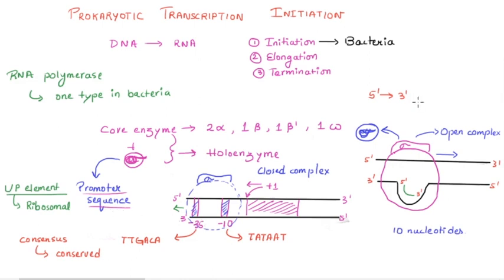One more thing is that the RNA polymerase does not require a primer for starting the synthesis of RNA. So it is a primer independent process. The RNA polymerase can synthesize the RNA from scratch, that is de novo synthesis of RNA. So it does not require a primer. This is a very important point. And that is all about prokaryotic transcription initiation.